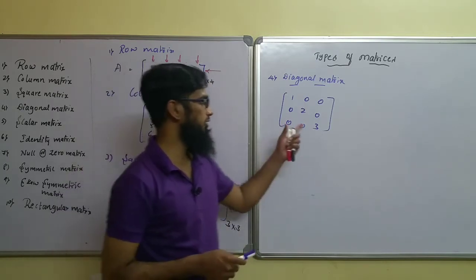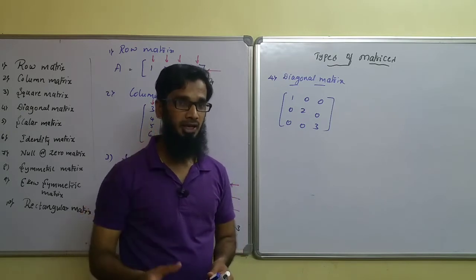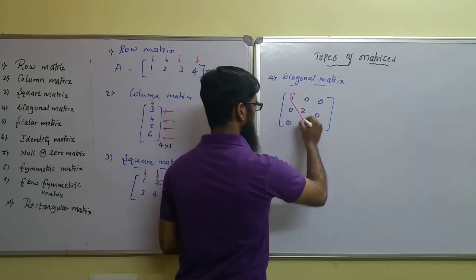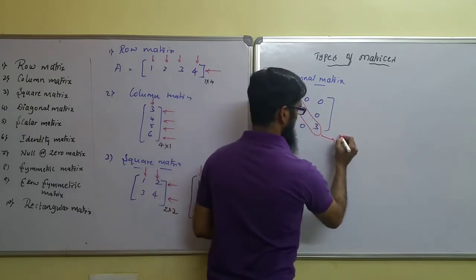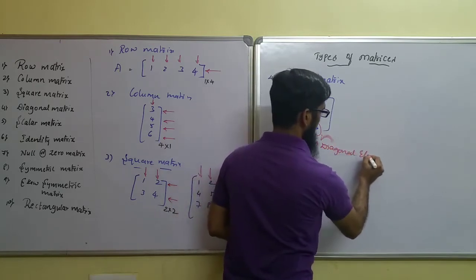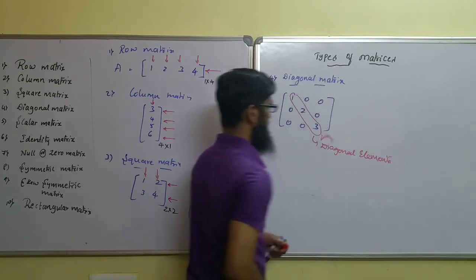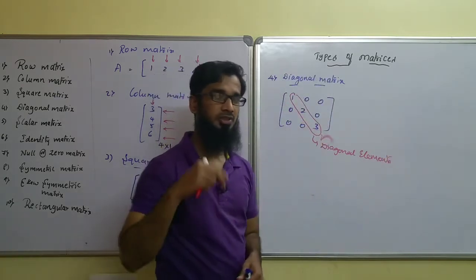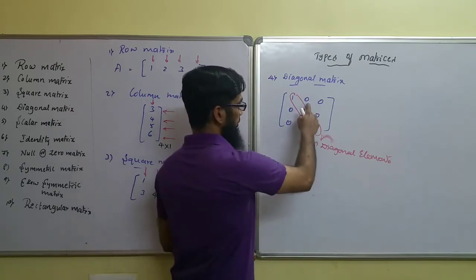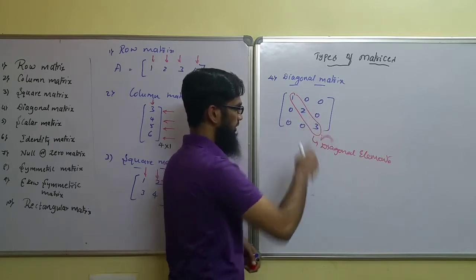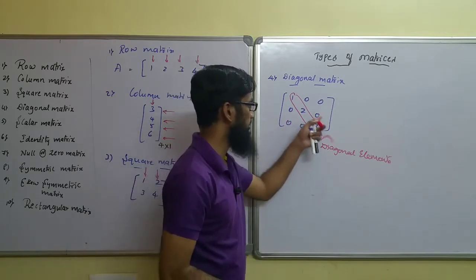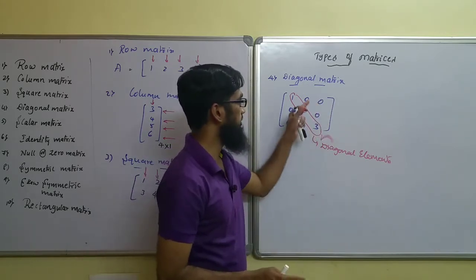So the matrix which has the non-diagonal elements zero. These are the diagonal elements here, the 1, 2, 3. Apart from these diagonal elements, these three elements as well as these three elements are called non-diagonal elements. If these non-diagonal elements are zeros, then it is called a diagonal matrix.